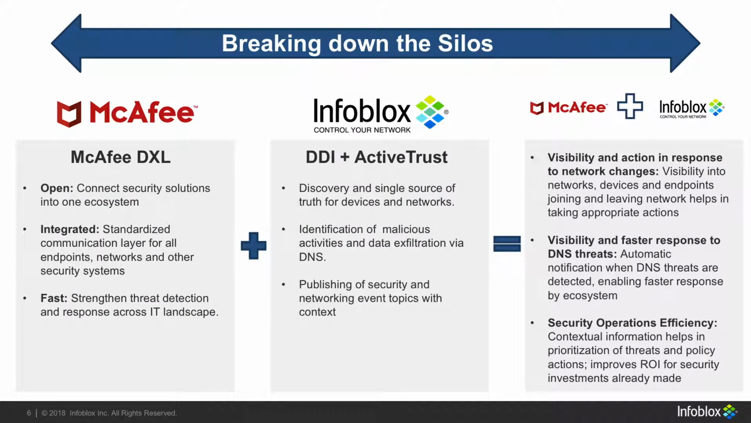McAfee standardizes communication for all endpoints, networks, and other security events, allowing for a stronger threat detection system and quicker response across the IT landscape. Infoblox discovers your networks and devices and identifies malicious activities such as data exfiltration through DNS. Infoblox can then publish these events with context. All this gives you increased visibility when taking actions to respond faster to network changes and threats, and to secure operation efficiency on your network and endpoints.